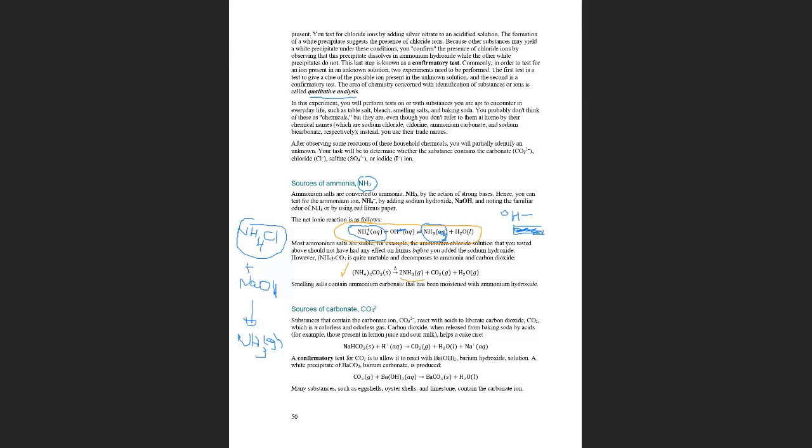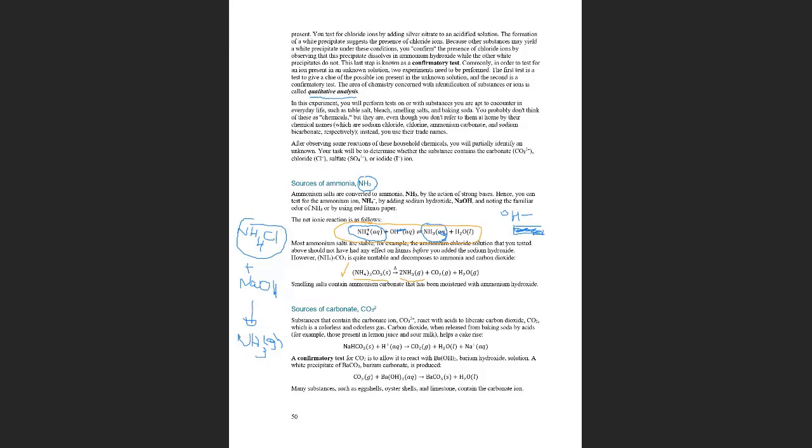Any questions so far? How we are going to test ammonia? Okay, so the smelling salts contain ammonium carbonate. For ammonium carbonate, we don't need to add sodium hydroxide. It's unstable and will produce the ammonia odor. And the smelling salts, it says here, contain ammonium carbonate with some ammonium hydroxide.